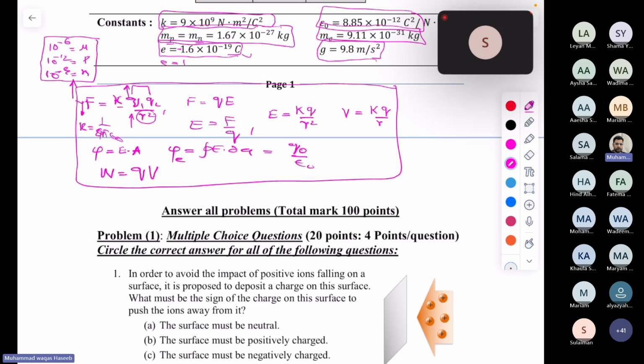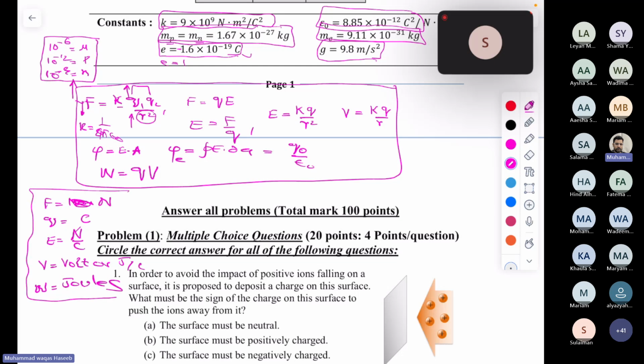So force has a unit newton. Charge has a unit coulomb. Electric field has a unit newton per coulomb, and the potential has a unit volt, or joule per coulomb. Okay, and the energy, or the electric potential energy, or the work done, is measured in joules. So these are the units that we are going to express our answers in.